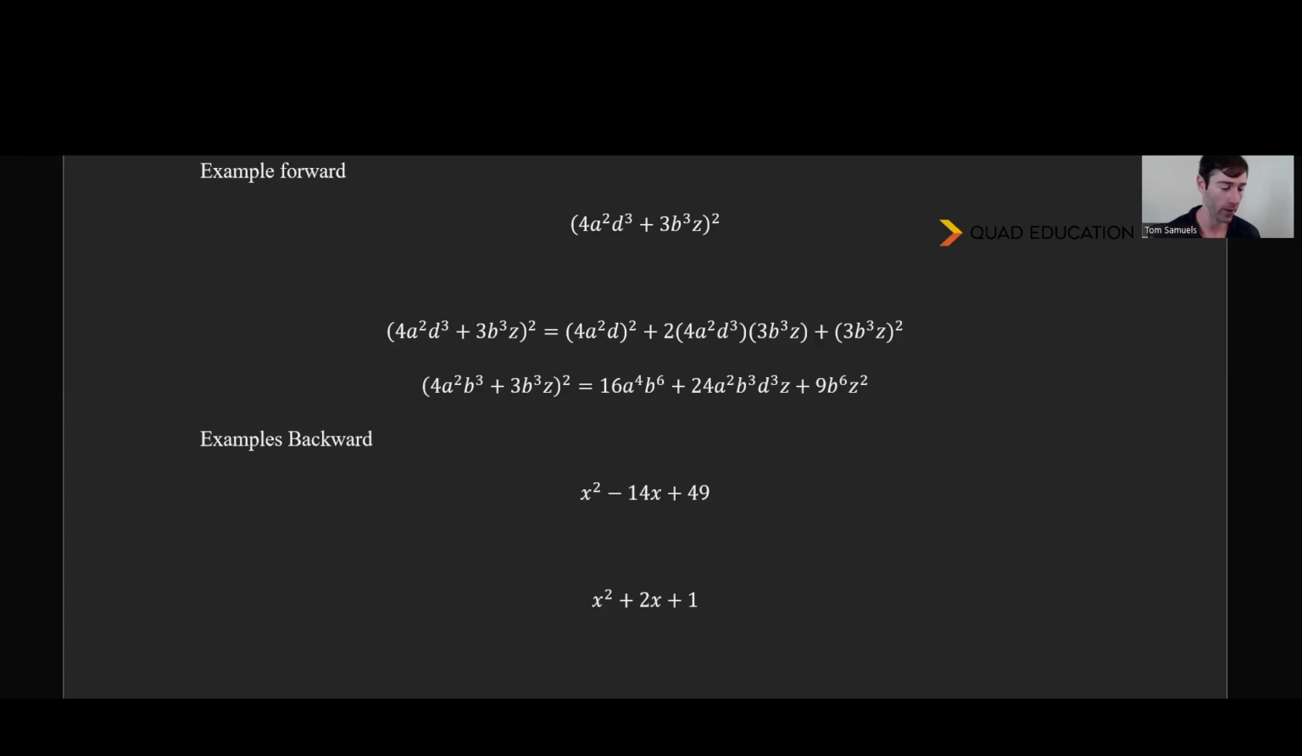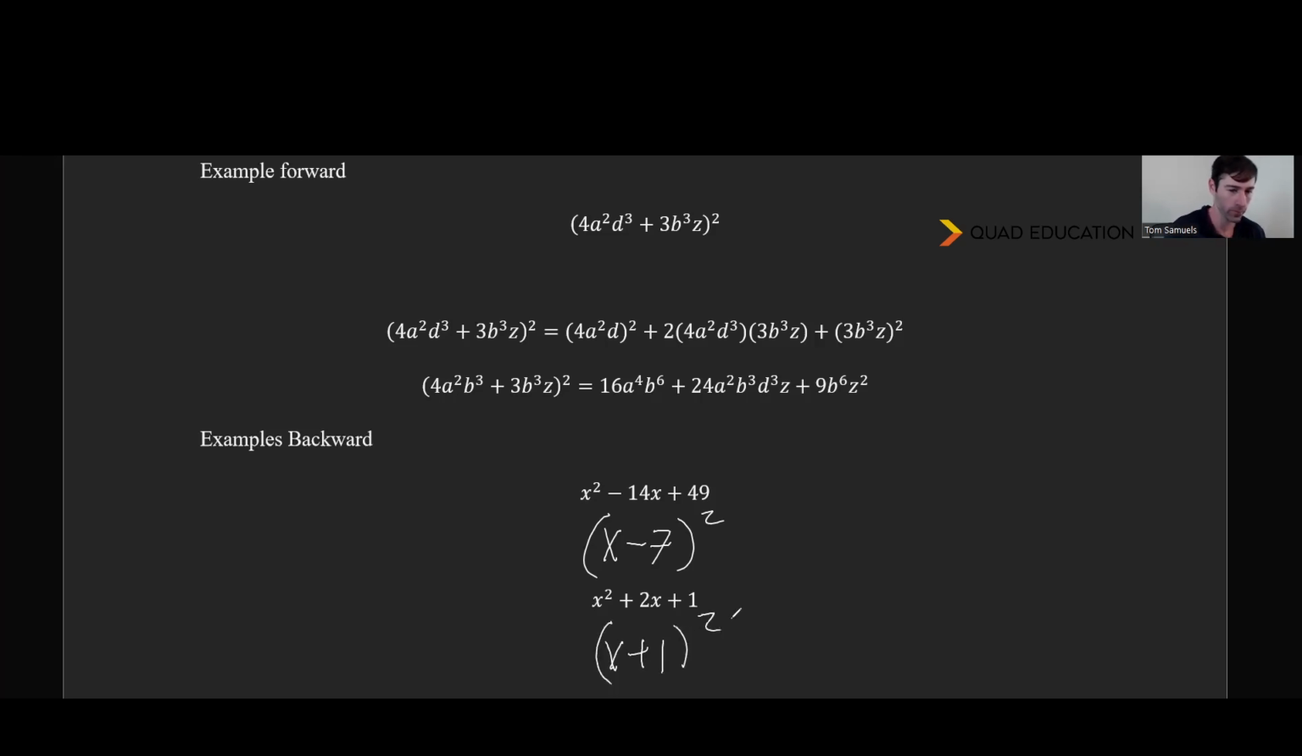Taking a look at these two examples, we have x squared minus 14x plus 49 and x squared plus 2x plus 1. Take a minute and see if you can go backwards and move these trinomials into a squared binomial. Okay, did you get it? For the first one, that's just x minus 7 squared. Maybe we'll do a video in the future about completing the square, but for now, we're just saying recognize that this is x minus 7 squared. And then the second one, that's just x plus 1 squared.